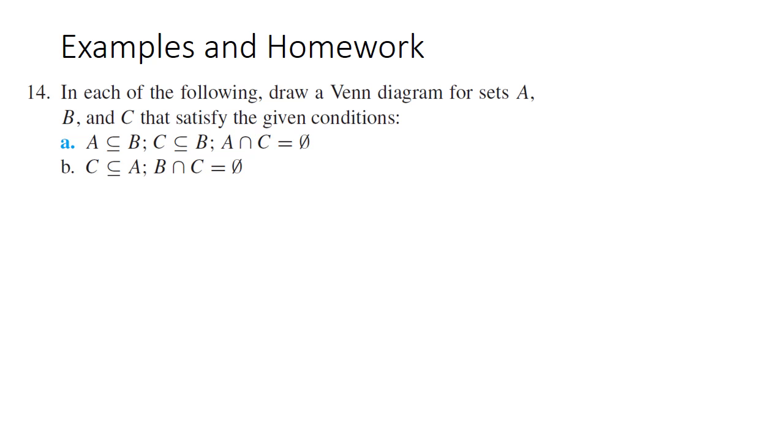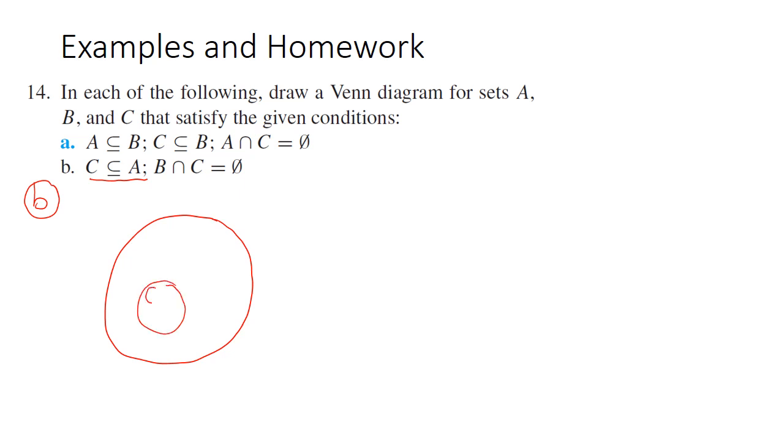Okay, let's look at another example. In this one, we're being asked to draw a Venn diagram for sets A, B, and C that satisfy the given conditions. So I'm going to do part B. Let's look at the conditions here. We want C to be a subset of A. In other words, C is going to need to be a little circle that's inside of the A circle. So I'll just go ahead and draw that. Okay, so this can be C, and then this is A. And then we also want B and C to have an empty intersection.